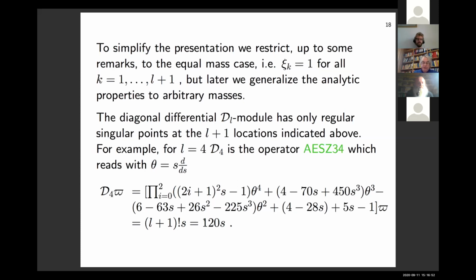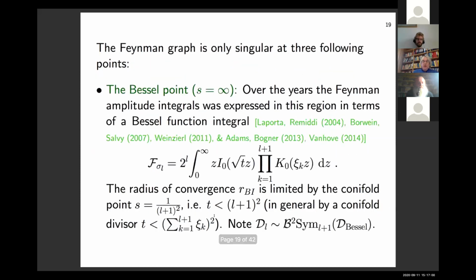And then the inhomogeneous term is, so to say, universally given by L plus 1 factorial. In this case, it's 120 factorial. So let me now go to the important singular points. So there is this Bessel point, and over the years, people have expressed the amplitude in terms of a Bessel function integral. So you cannot express it exactly as a series, but you can do a very good thing. You can express it in terms of a single integral over a bunch of Bessel functions. And these Bessel functions contain T, which is 1 over S, and they contain also this dimensionless mass parameter.